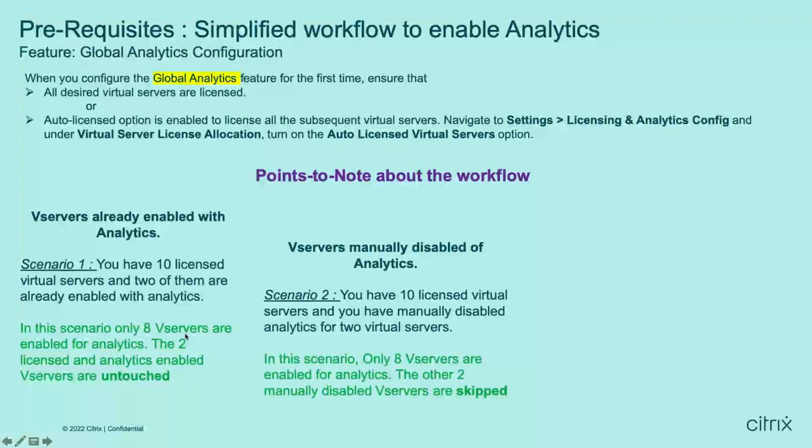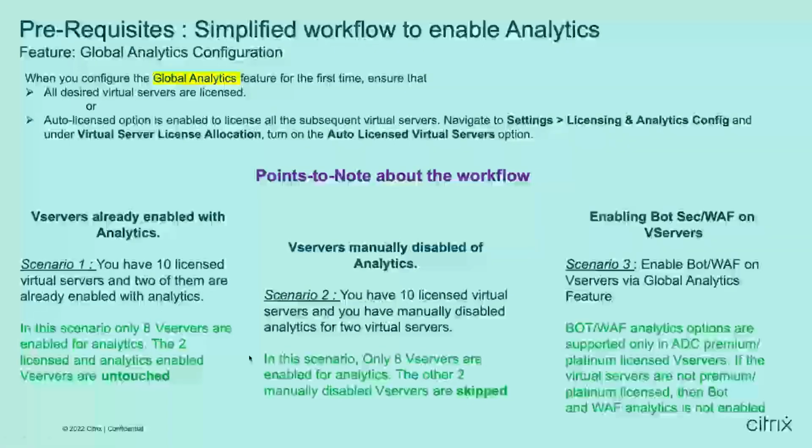The second scenario could be that an admin has manually gone ahead and disabled analytics for some specific licensed virtual servers. In this case, if the admin enables the global analytics configuration feature, we again honor the intent of the administrators by skipping those manually disabled vServers and only enabling analytics for those 8 virtual servers which are licensed.